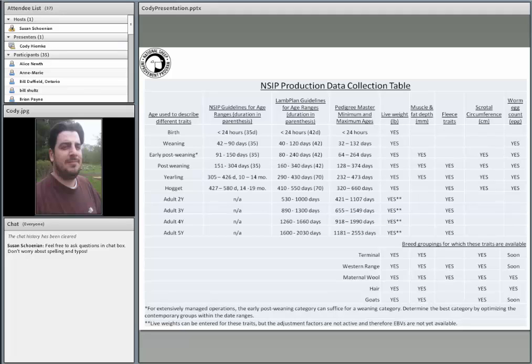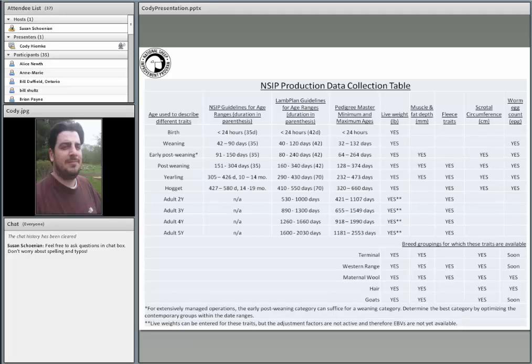That second column there will show the Lamb Plan guidelines for age ranges, and they base their guidelines on the average age of a contemporary group. So you see that they have a slightly bigger window on some items, quite a bit bigger window on other items, or on other categories. And then the third column there with days listed is what Pedigree Master allows.